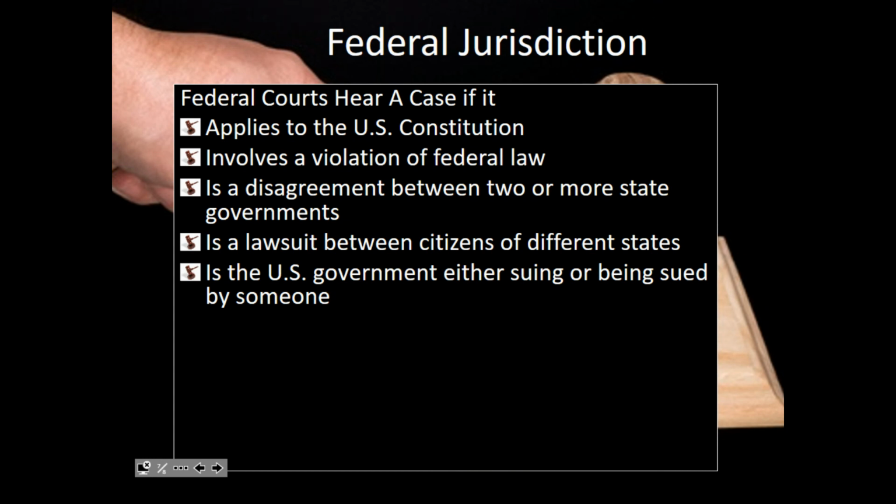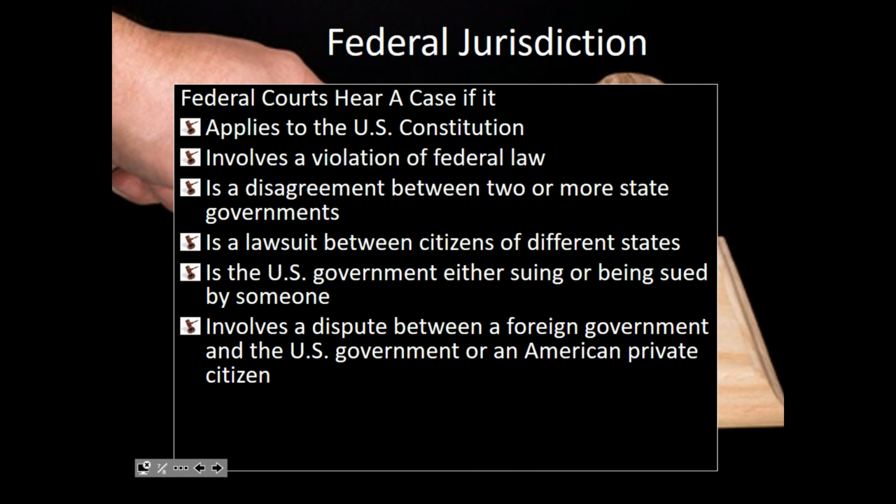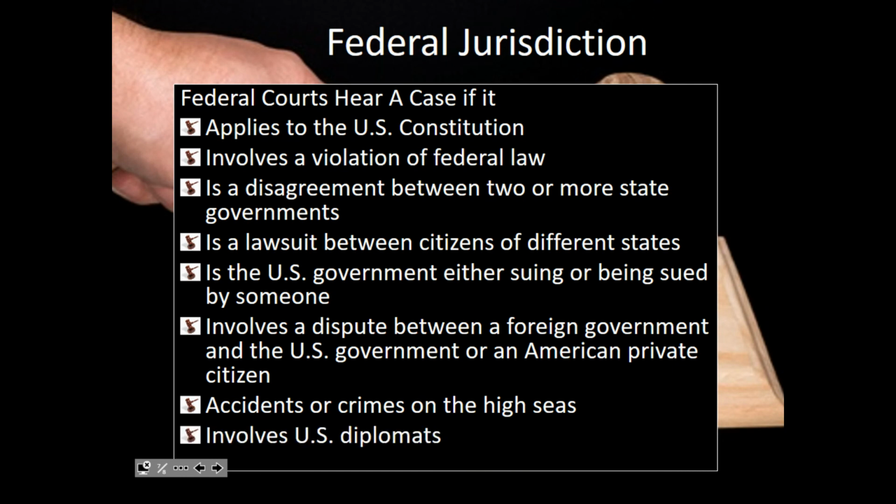All right. If it involves a dispute between a foreign government and the U.S. government or an American private citizen. So if it's dealing with a foreign government, it's going to go to federal jurisdiction as well. If an accident or a crime happens on the high seas, so if it happens on international waters, things like that. Or finally, if it involves U.S. diplomats. Okay, so that would be ambassadors. That would be people who hold high positions in the federal government. Okay, and so that's really what we're looking at here.